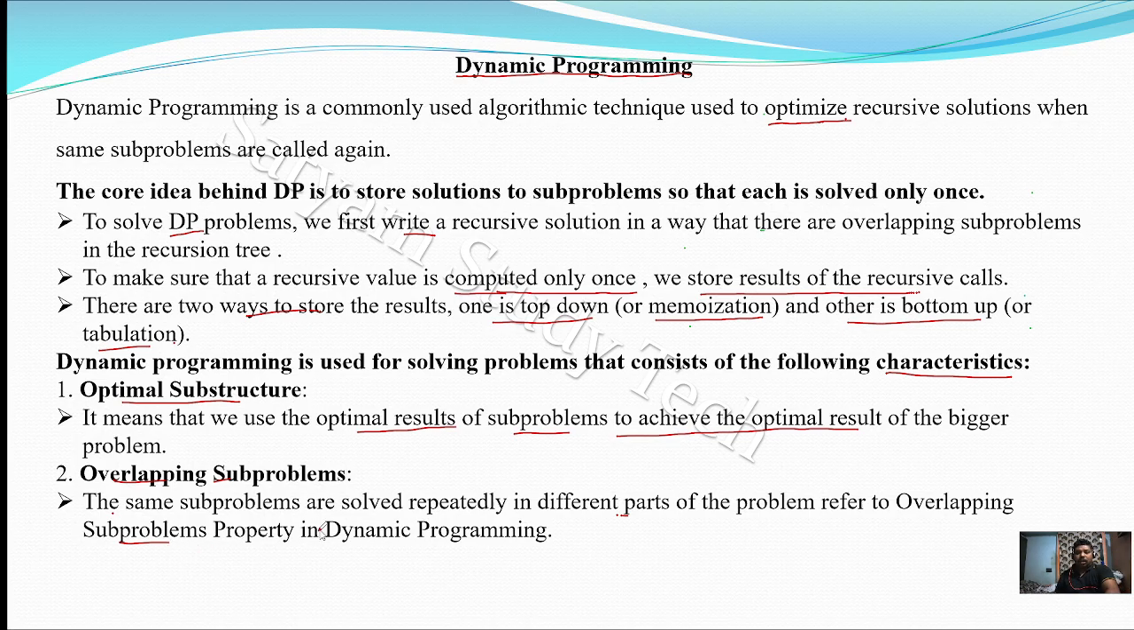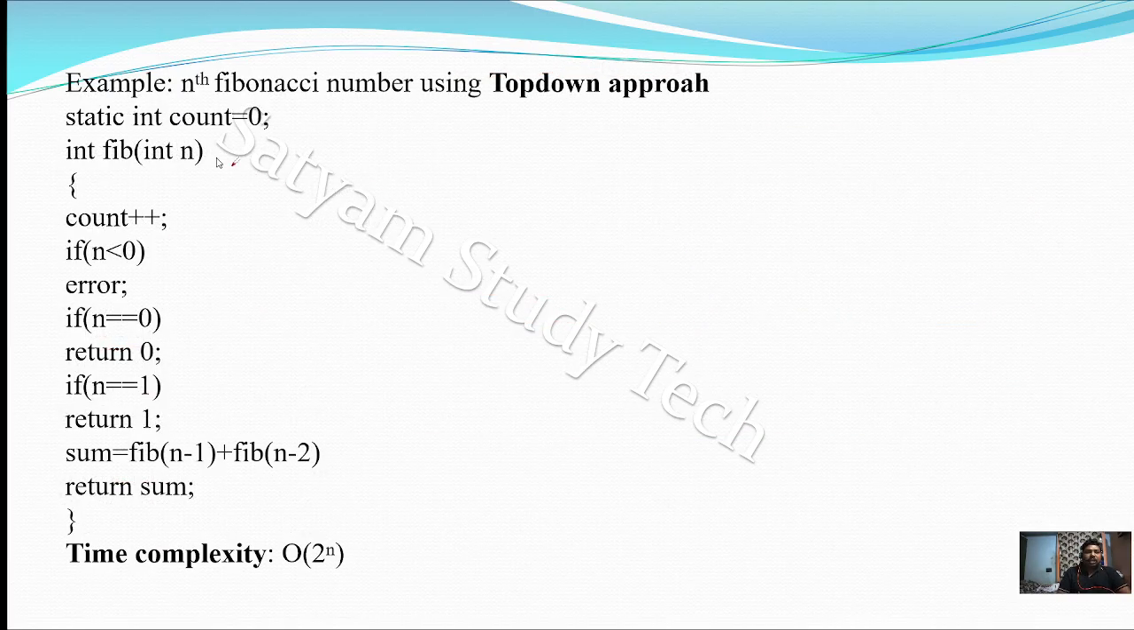So how can we solve this problem? Let's discuss one example. Now we can see the example of the nth Fibonacci number using the top down approach. Here you can see the function: static int count, initially 0. The count indicates how many times the recursive function is called.